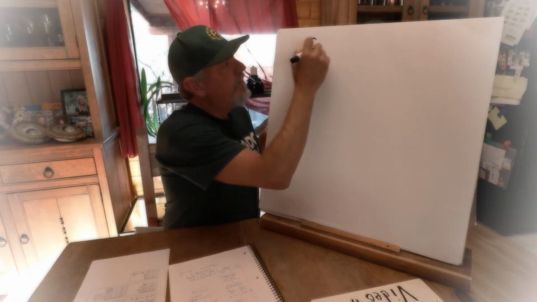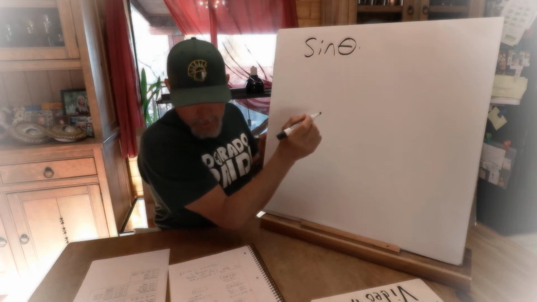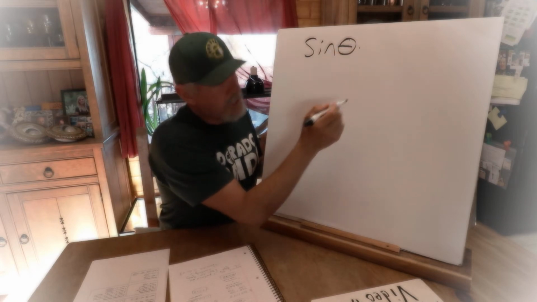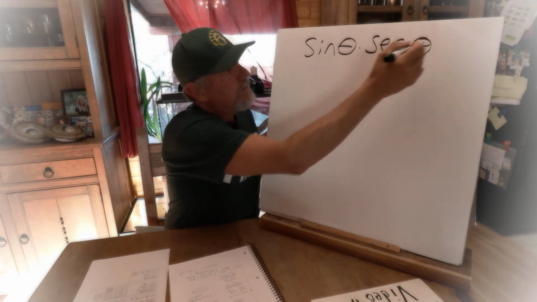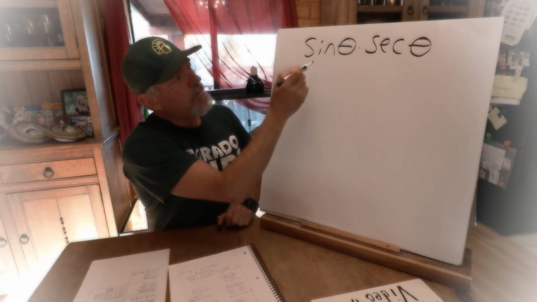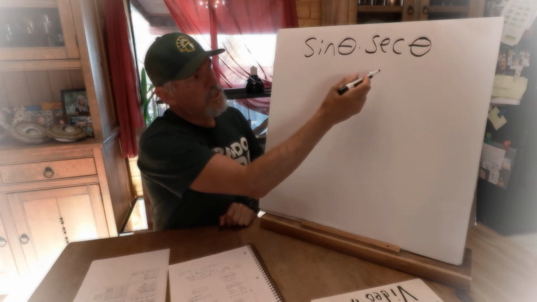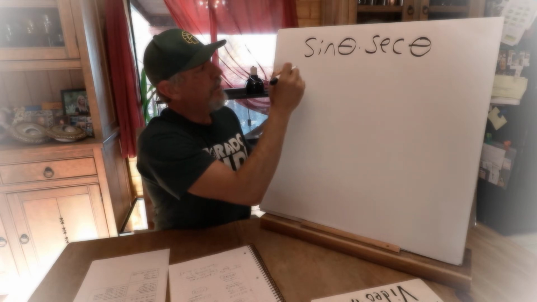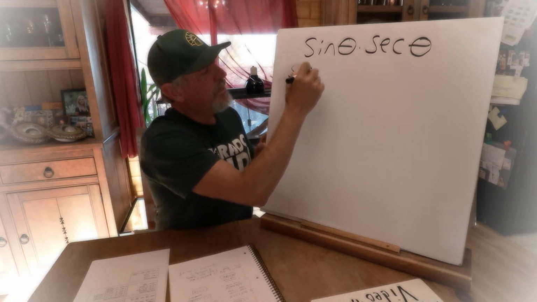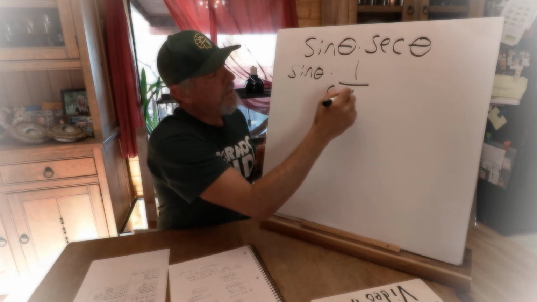the sine of theta times the secant of theta. Sine cannot be simplified. It is what it is. Secant, though, we know can be changed to cosine. So we change secant to 1 over cosine theta and rewrite as sine of theta times 1 over cosine theta.